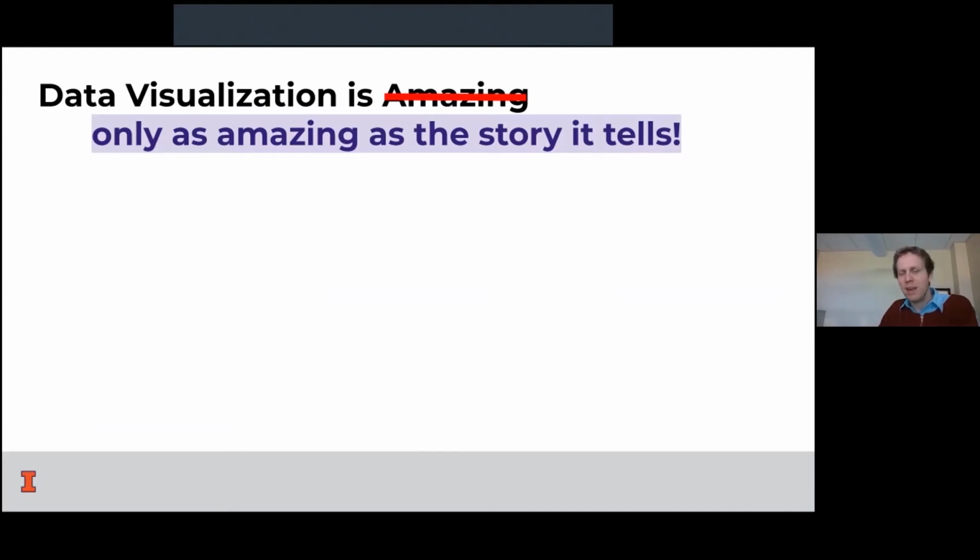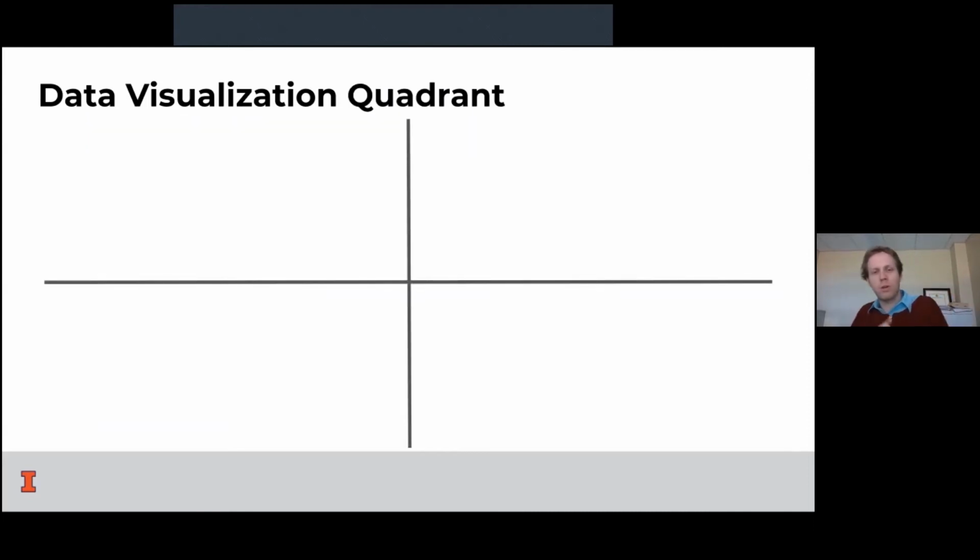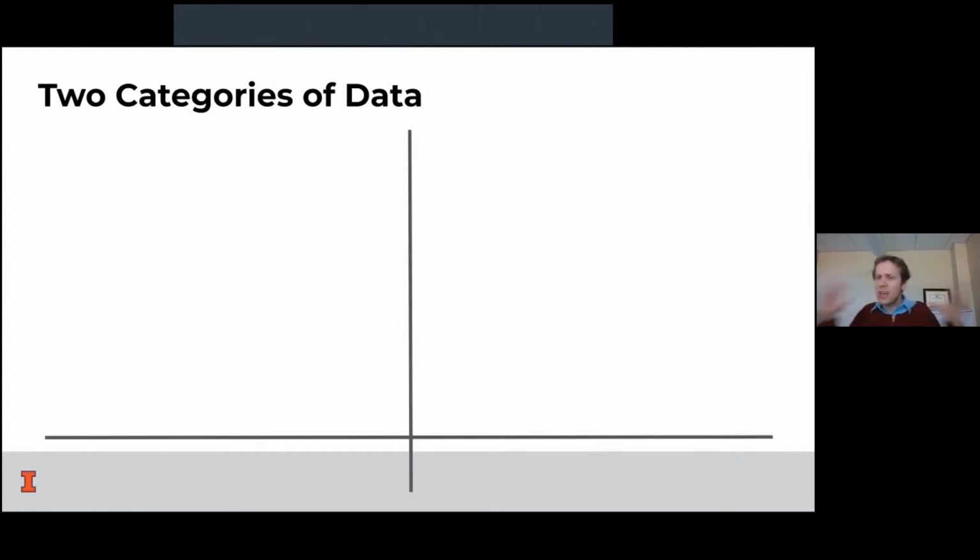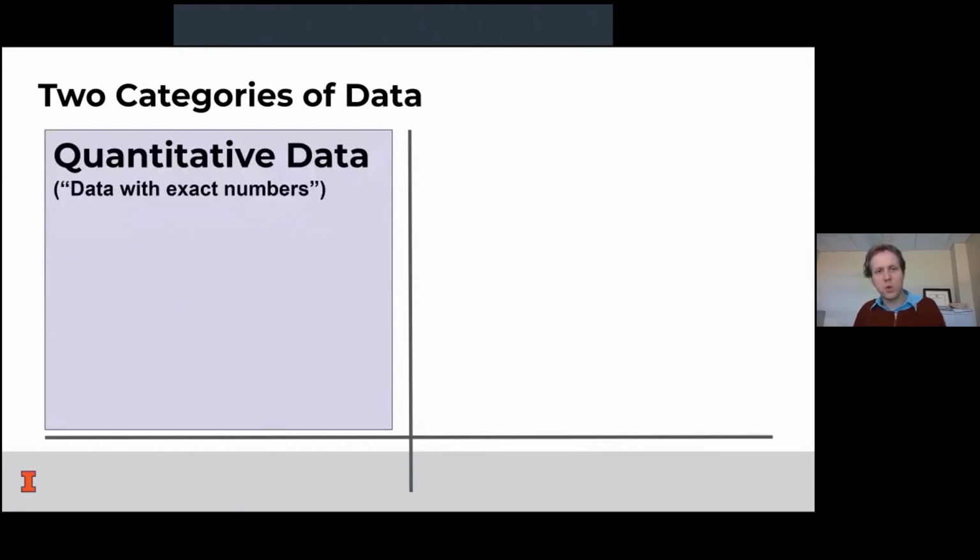So the first thing that I teach any student who I work with on data visualization is what I call the data visualization quadrant. So this is a quadrant where we can classify data and how we visualize the data into 4 different areas. So if we think about just data, there's going to be 2 different categories of data. The first is quant data. So this is data with exact numbers.